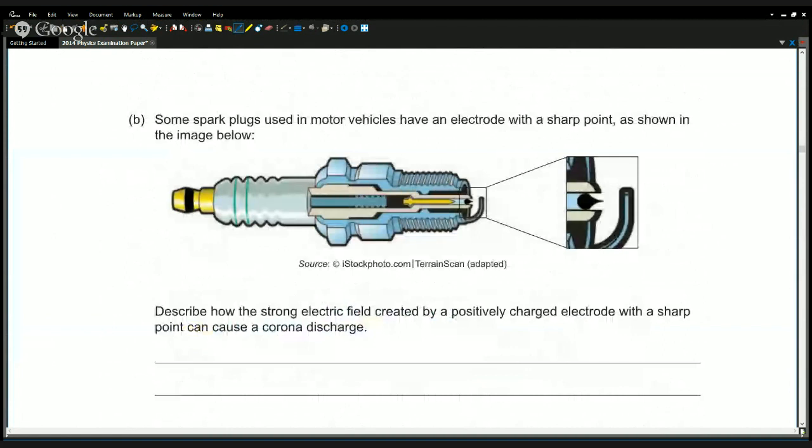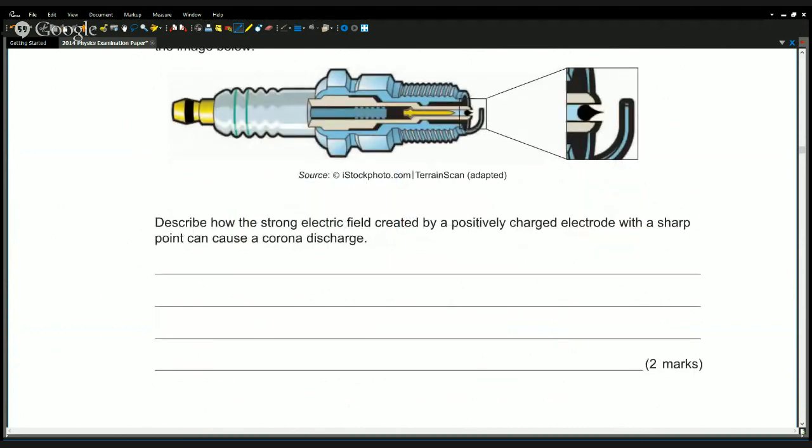Some spark plugs used in motor vehicles have an electrode with a sharp point, shown in the image below. Describe how the strong electric field caused by a positively charged electrode with a sharp point can cause current discharge. Okay, so the main points: sharp point.